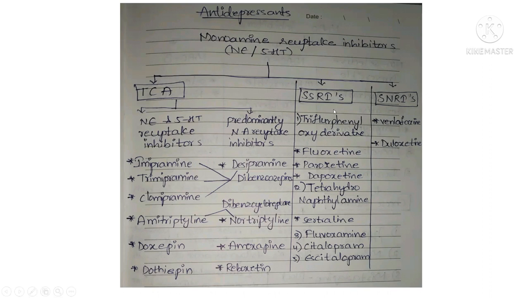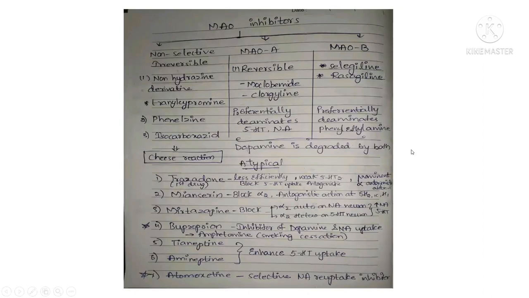And next we come to selective serotonin reuptake inhibitors. Selective, okay, they inhibit only serotonin. The drugs are trifluorophenoxy derivatives. Under this category, we have fluoxetine, paroxetine, and dapoxetine. Under tetrahydronaphthalamines, we have sertraline. The other drugs are fluvoxamine, citalopram, and escitalopram. Under naphthalamine, we have only sertraline. And under selective norepinephrine reuptake inhibitors, we have venlafaxine and duloxetine.